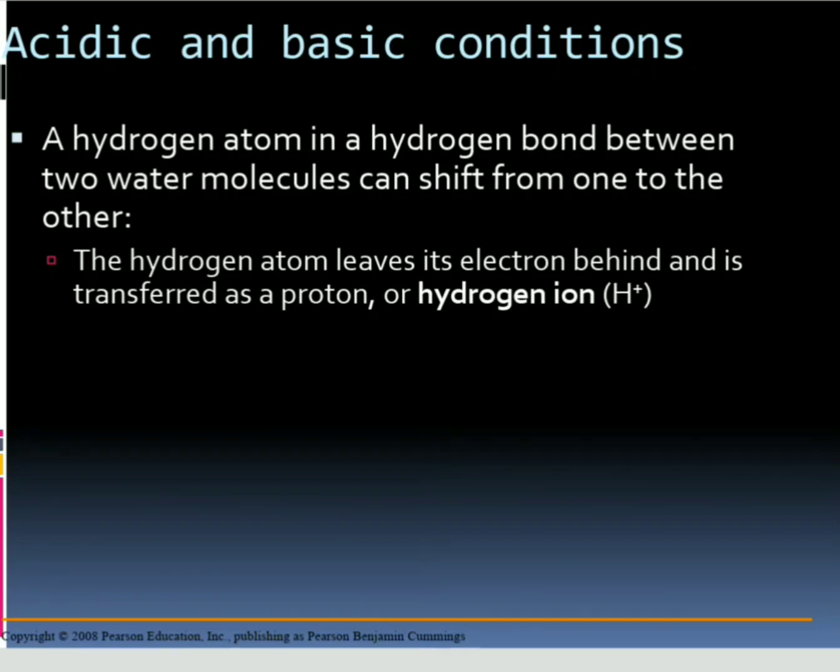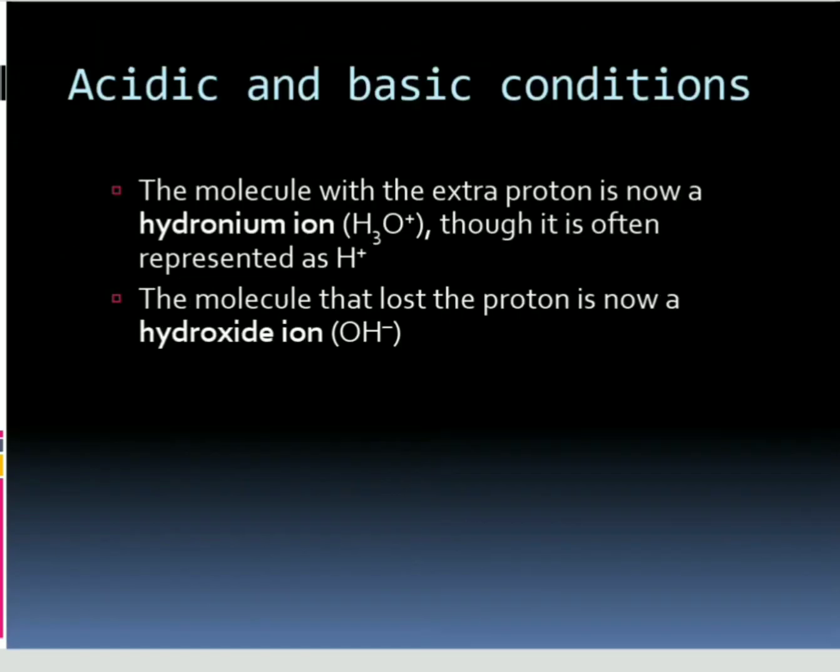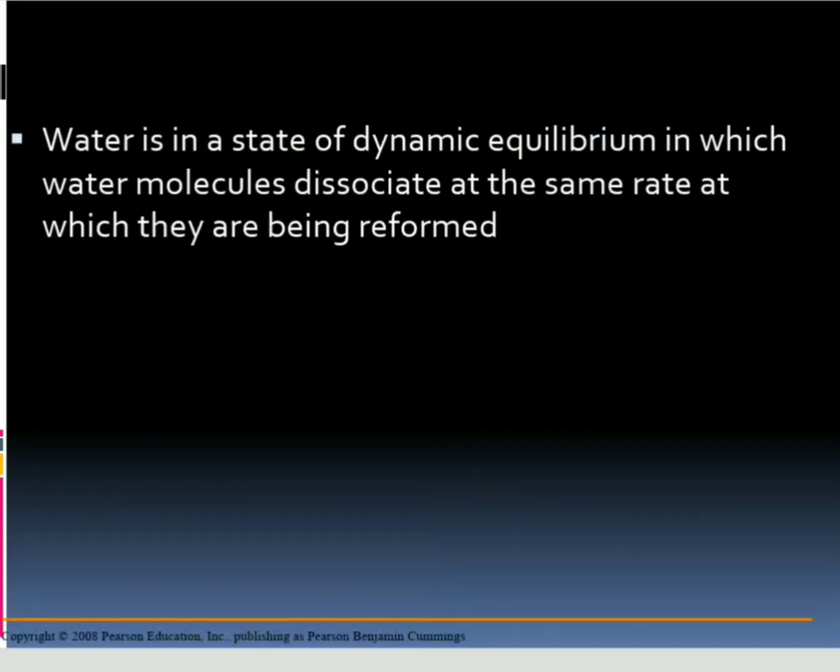Another property of water is that a hydrogen atom in a hydrogen bond between two water molecules can shift from one to the other. The hydrogen atom leaves its electron behind and is transferred as a proton, or hydrogen ion. The molecule with the extra proton is now a hydronium ion, though it is often represented as H+. The molecule that lost the proton is now a hydroxide ion, OH negative. Substances with extra H+ we call an acid, and those with extra OH we call a base.